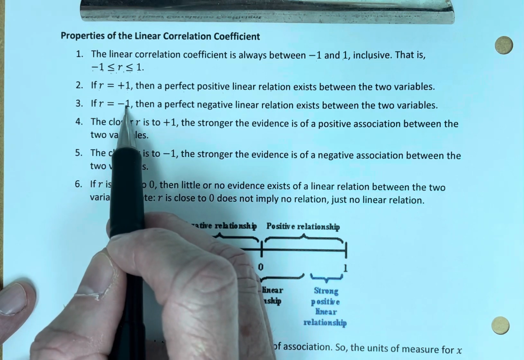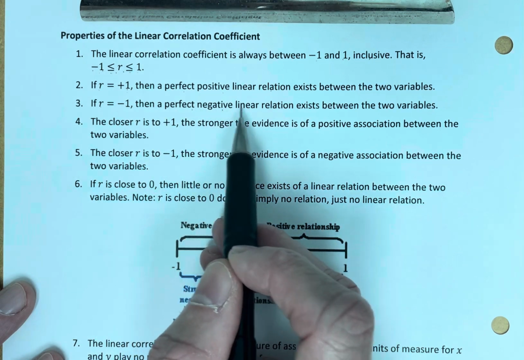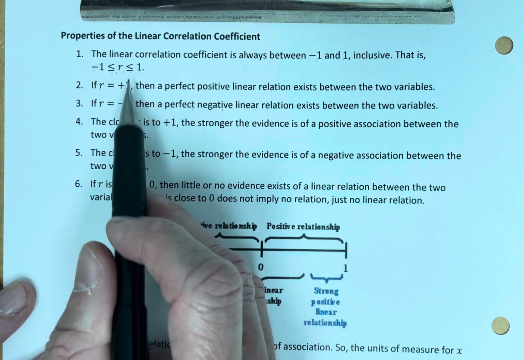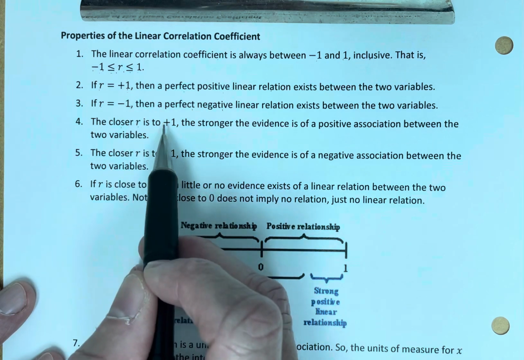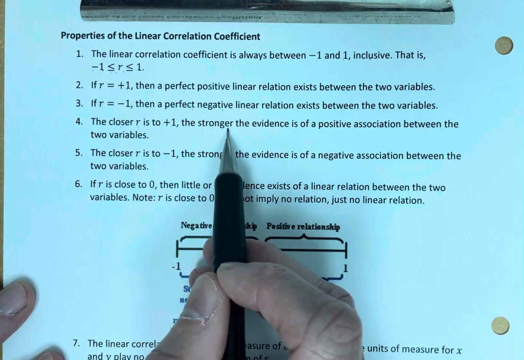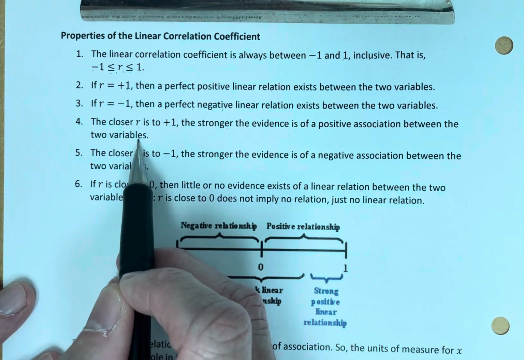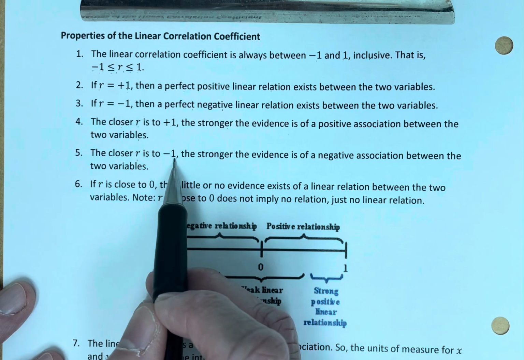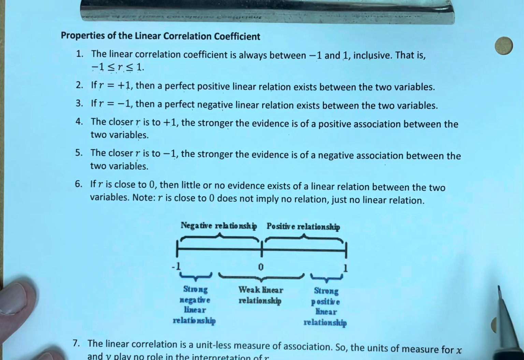If r is -1, so if we're at the extremes, we have a perfect negative linear relation between the two variables. And again, in real life, these two things don't happen, but those are the extremes. The closer r is to +1, the stronger the evidence is of a positive association between the two variables. Similarly, the closer r, the sample linear correlation coefficient, is to -1, the stronger the evidence is of a negative association between the two variables.